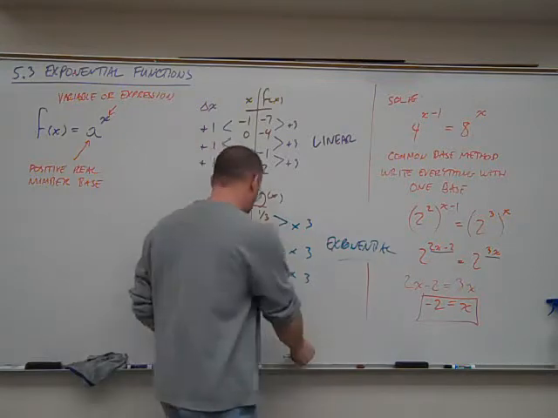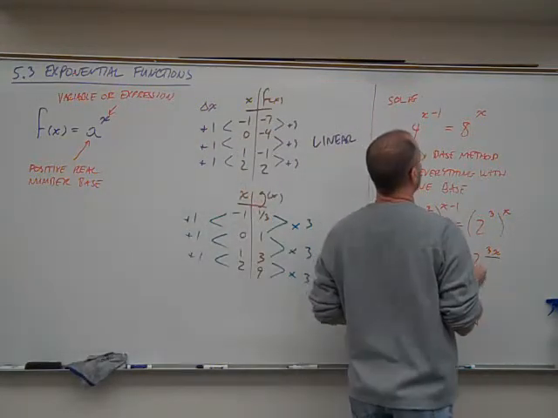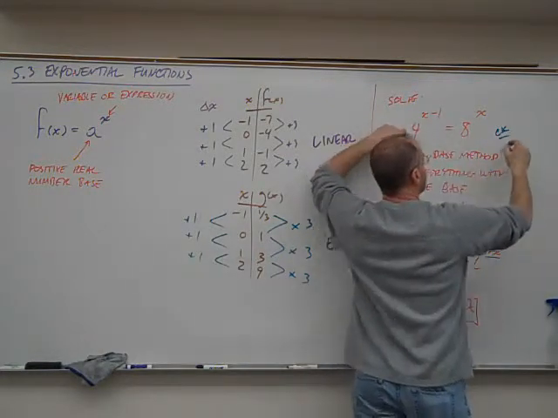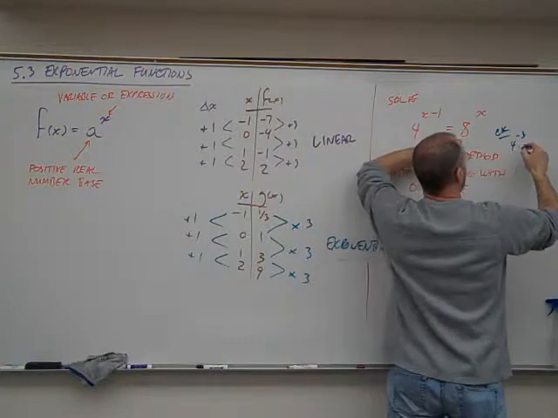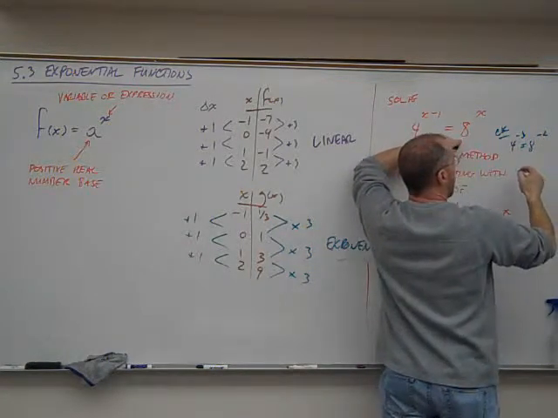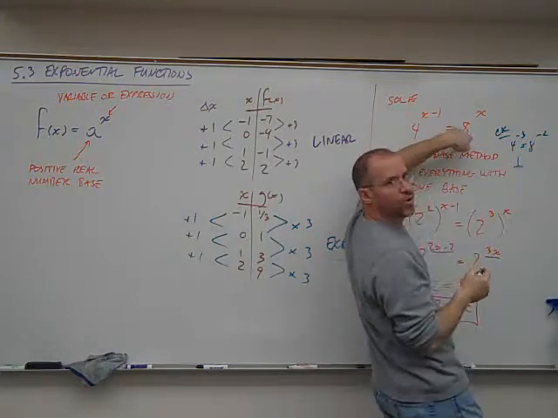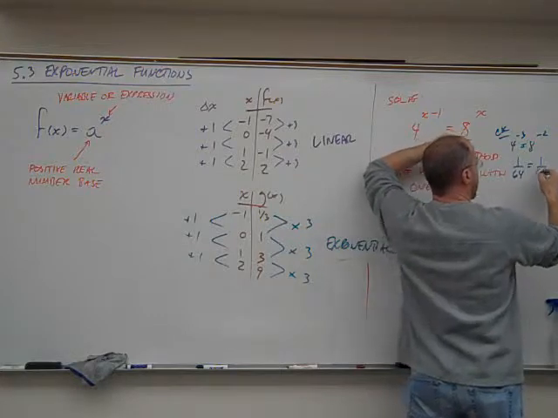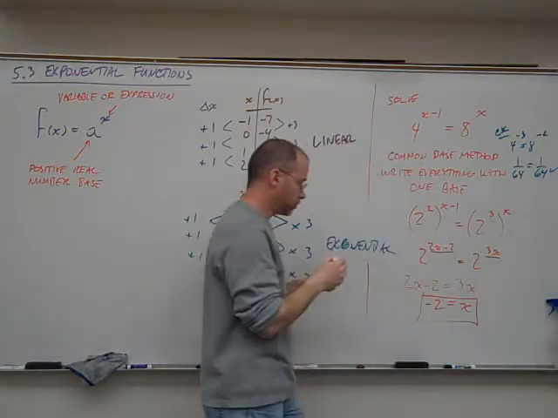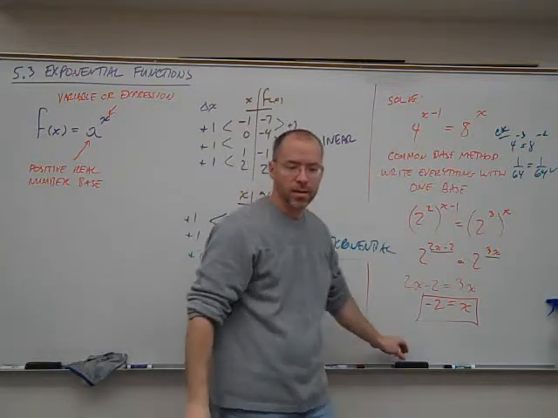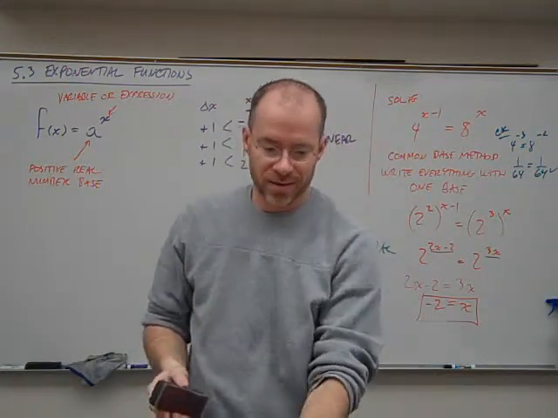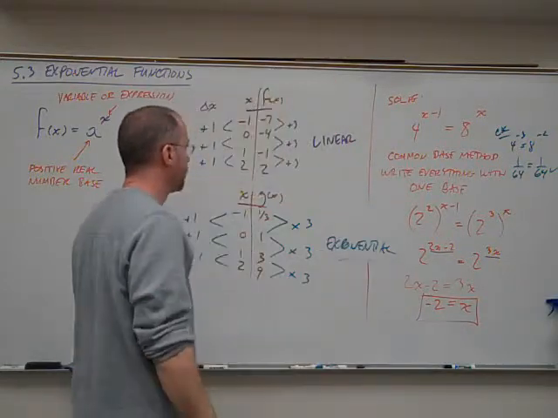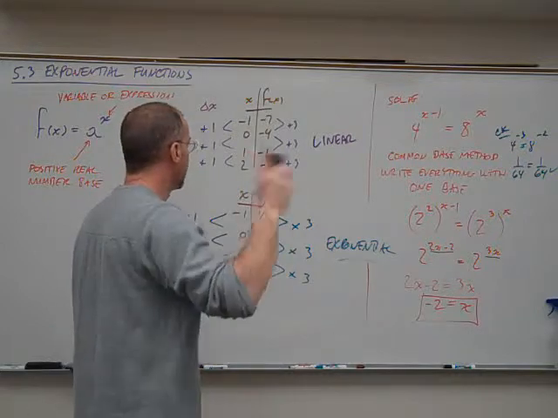I think if I were to check that, if I can smash this into the margin, put negative 2 in for x, you get 4 to the negative 3 equals 8 to the negative 2, and that's 1 over 4 cubed, 1 over 4 times 4 times 4, equals 1 over 8 squared. Yeah. So those are checkable like any other equation. What have I left off? One thing.